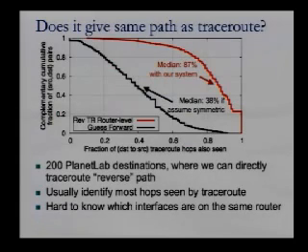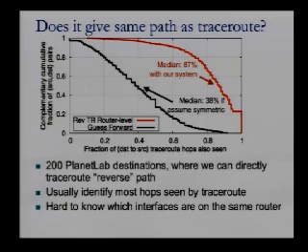Beyond just giving you a path, we would like to give you the right path, or a path that looks similar to what you get if you could actually run Traceroute from the destination. So we did a study to evaluate that. In this case, we used 200 PlanetLab destinations, because then we can issue a Traceroute in both directions and compare the Traceroute from the destination to the reverse Traceroute that we measure from the source. And again, I'm using 11 PlanetLab sources.